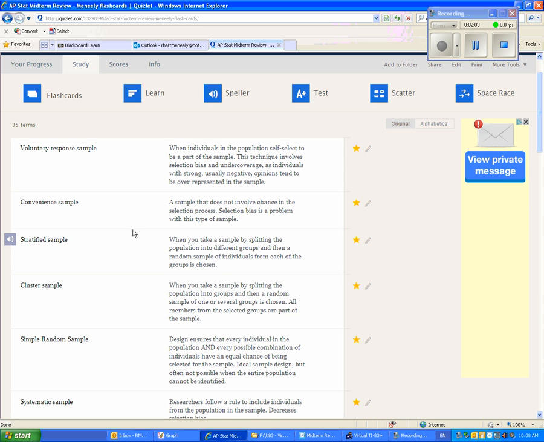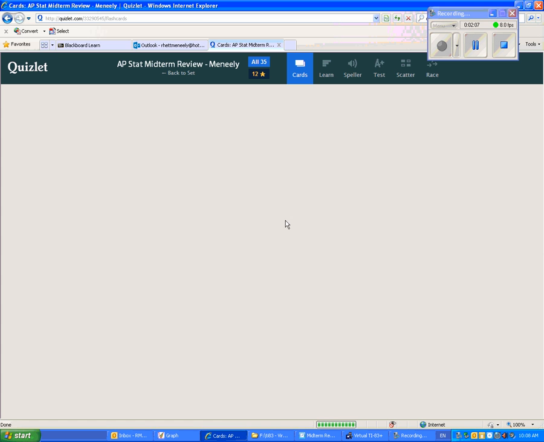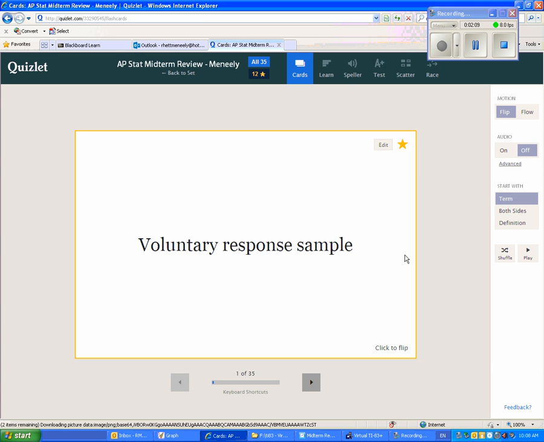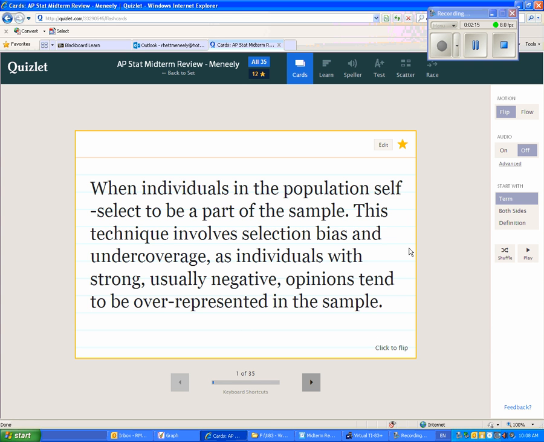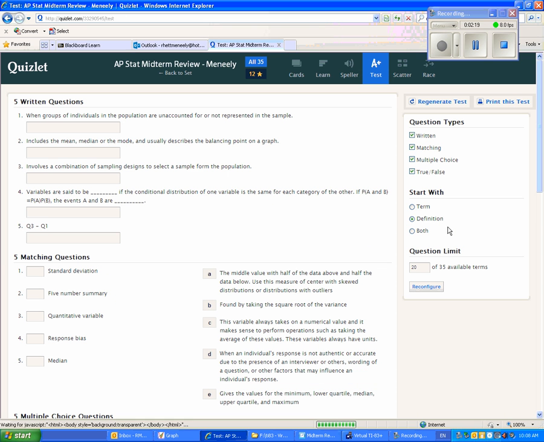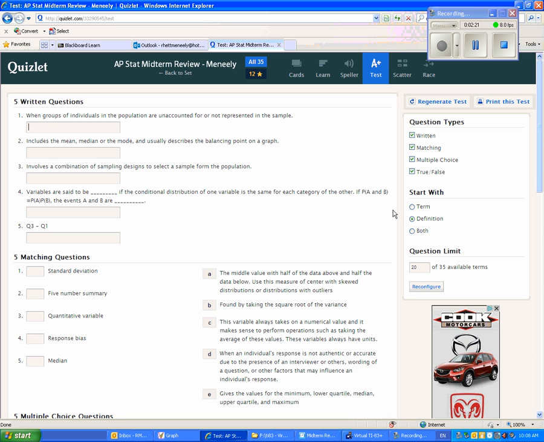If it's easier for you just to use the flashcards that I've created, notice if you go to the flashcard icon or the flashcard menu, it'll just give you a flashcard. So voluntary response sample, you can think about what that means. When you click to flip it, it'll give you the definitions. You can also create little tests for yourself. And so one of the options that I gave you on the exam review packet, if you didn't want to write out all of the vocabulary terms, you could either create your own Quizlet or use mine.